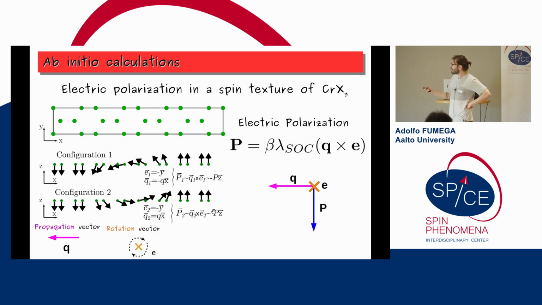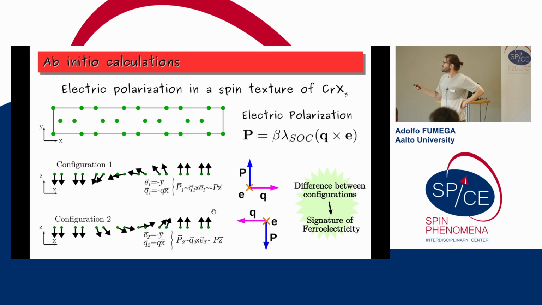Also, if we now consider a second configuration, which is equivalent to this one, but the only difference is that the Q changes direction, the only thing that is going to happen is that the polarization now goes to the other side. Okay? So having computed these configurations with DFT and including spin-orbit coupling in the calculations, that's a key important point, we can estimate the size of this spin-orbit coupling and the ferroelectric polarization that emerges.